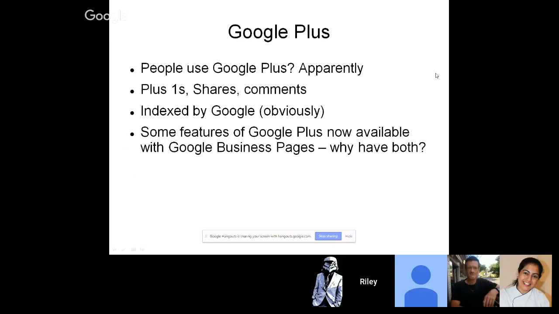All right. Lastly, people still use Google Plus. They do. Depending on whose stats you trust, some people claim Google Plus has more users than Facebook. I think that's laughable, but I've heard that. Much of what I said for Facebook applies to Google Plus. The difference being that Google Plus is indexed by Google, obviously, and that all of this is findable through Google search, which is a positive.